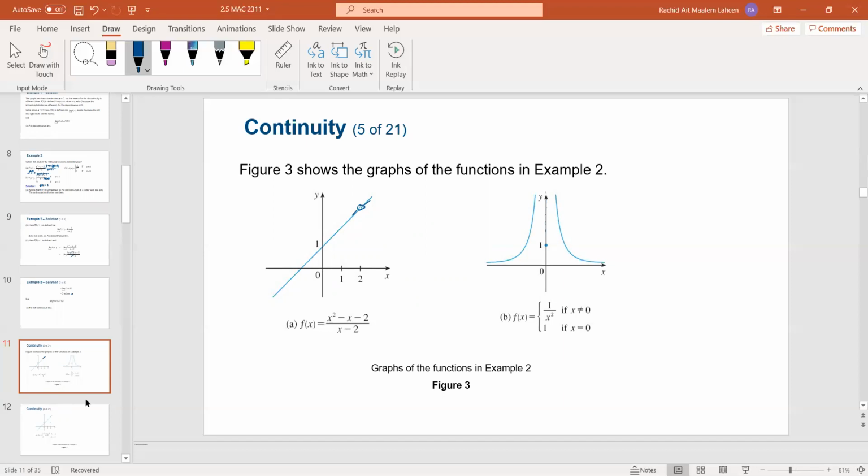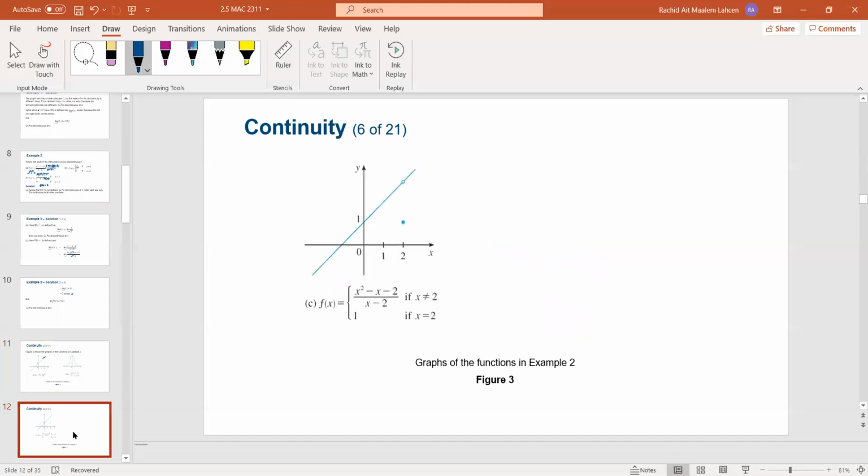All right, and this one, what else? For this one, you see we defined it there, but when you do the limit, you're going to get this value here, 3, right? So the limit for the function as x approaches 2 is going to be 3. However, f of 2 is 1. And by definition, it's continuous if that limit equals f of 2.